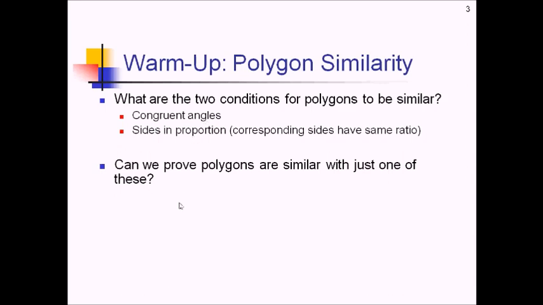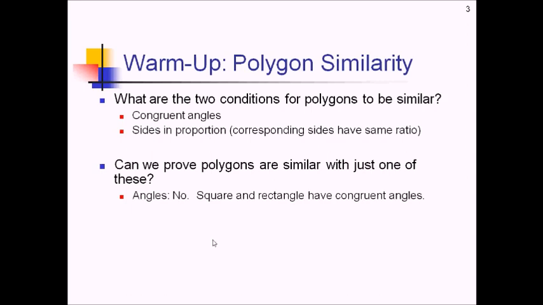Turns out this is not enough. If you think about, for example, a square and a rectangle, those both have right angles, so the angles are all the same, but they are not always the same shape. And if you think about all sides being in proportion, is that enough?